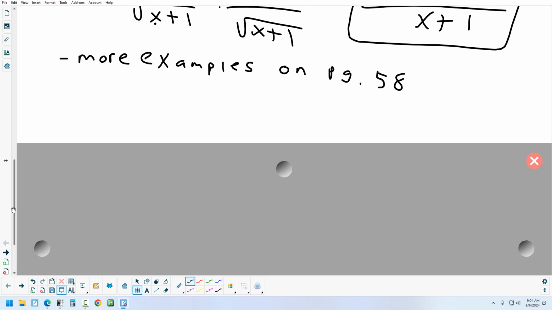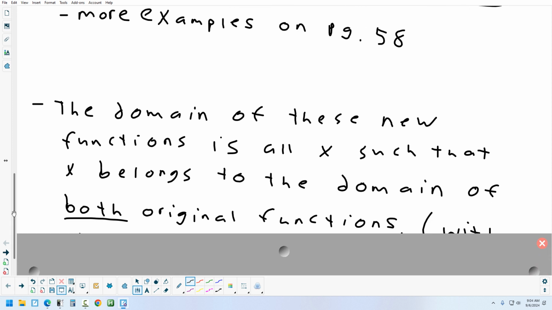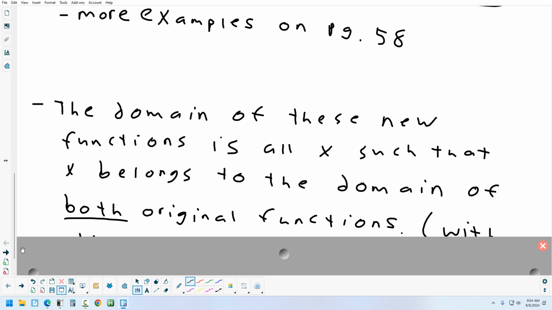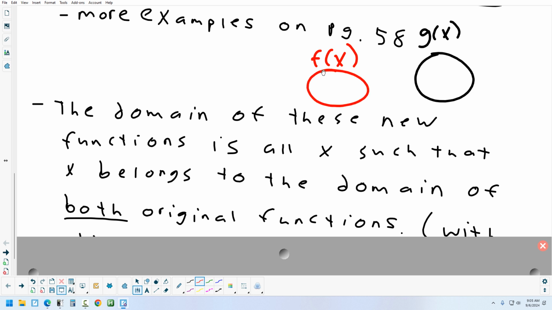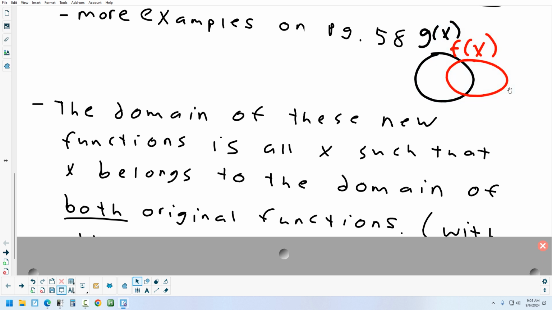All right, so what is the domain? Well, in order to figure out the domain when you create a new function, you can think of it like a Venn diagram. Let's say this is all the values that are in the domain of g of x, and this is all the values in the domain of f of x. If you combine g of x and f of x together in some way, the domain becomes the overlap. It becomes the numbers that are in the domain of g of x and in the domain of f of x. So you're basically looking for something like that. It has to be numbers that are in both domains.